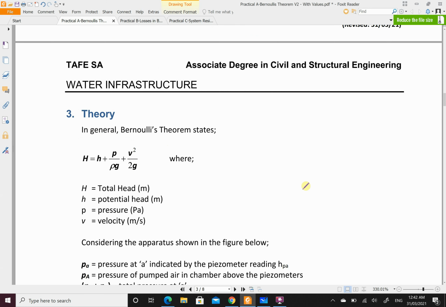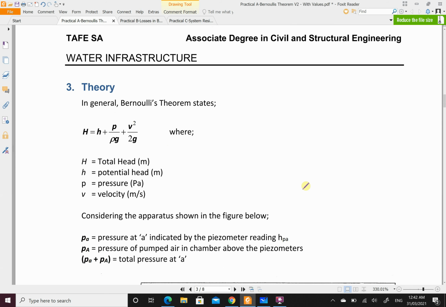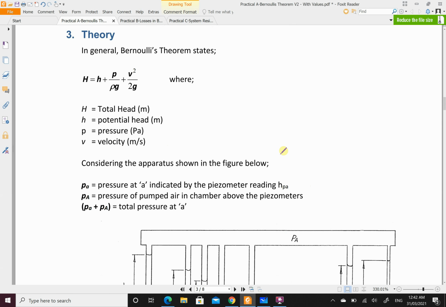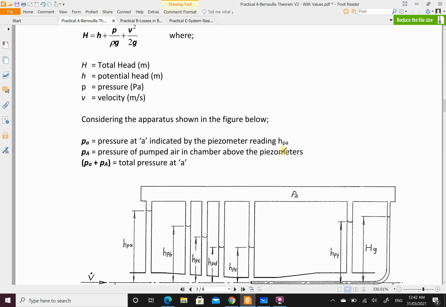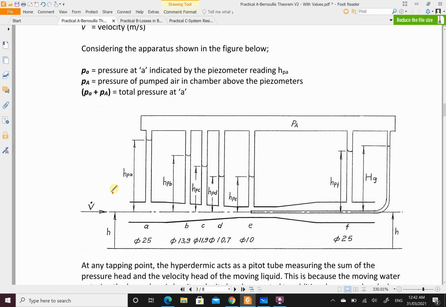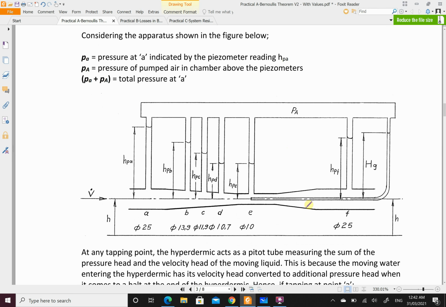So moving on down. Alright, we've got a bit of theory here. This theory we've gone through before, so it shouldn't be anything unusual or anything new. I'll explain a bit of this as we go through the practical. This is the basic setup of it.